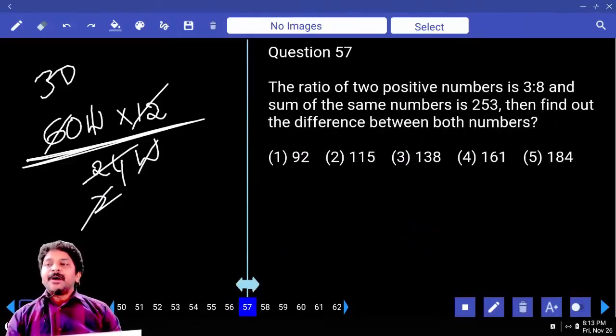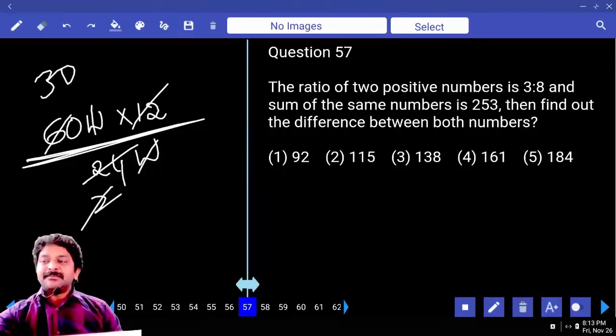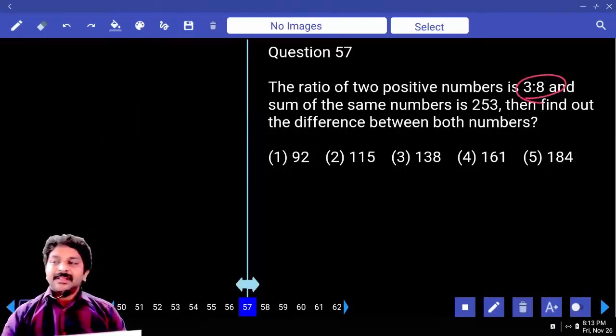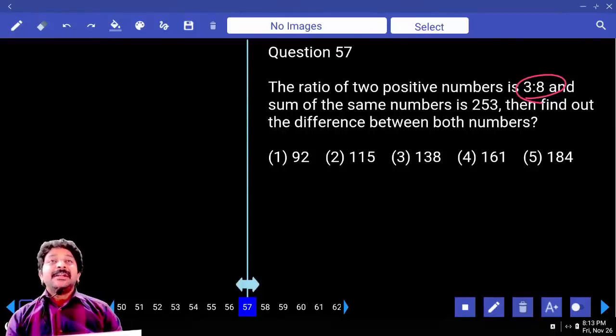57. The ratio of two positive numbers is 3:8. The sum of the numbers is 253. Then find out the difference between both the numbers. What is the first number from the number of parts? Second number? Difference? Should be a 5 multiple, right? How many options are there? Over.